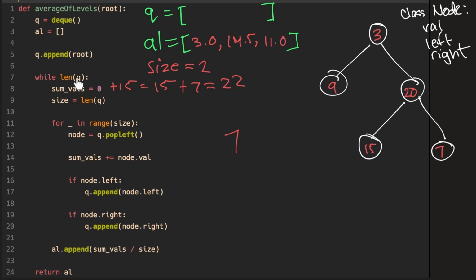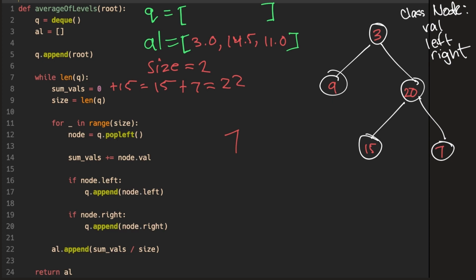And at this point, we get to the top of our while loop again, but this while loop is only going to continue while the length of our queue is not 0. But currently our queue is empty. So this while loop would not continue at this point. So now we're going to go down here and just return our averages list. So we'll return this list here, which is going to have 3.0, 14.5, and 11. And that is how this code is working and how we can visualize it.